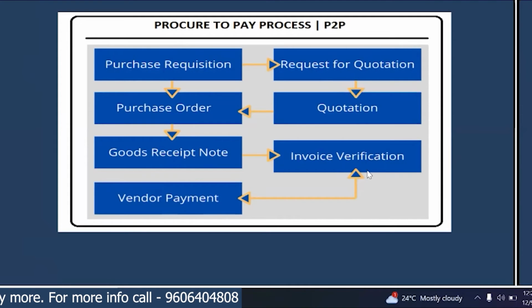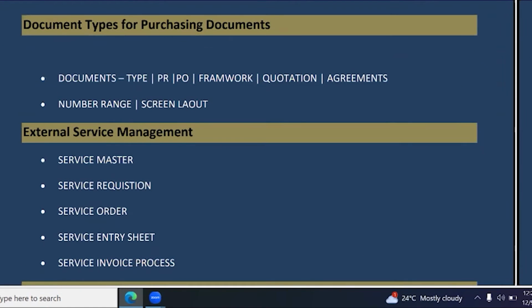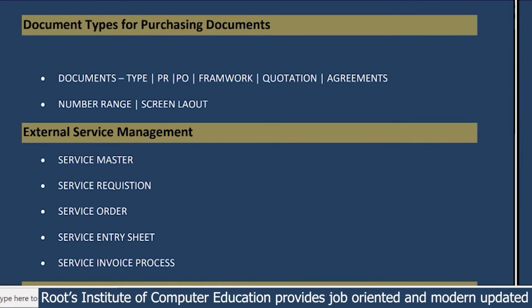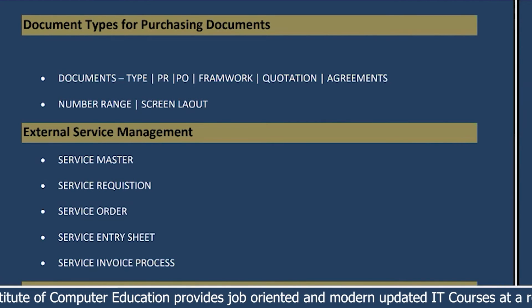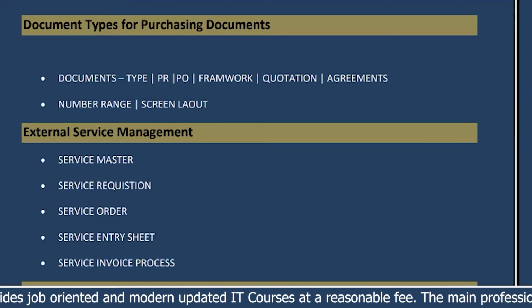There is something called invoice verification. If the supplier has any payment related issues, it will be verified by SAP Finance. Okay. Then we have a couple of document types: purchase requisition, purchase order, service order, quotation, agreement, contract. So all these document types we are going to work with practically. Okay, we have a practical execution on that, and every document has certain number references.